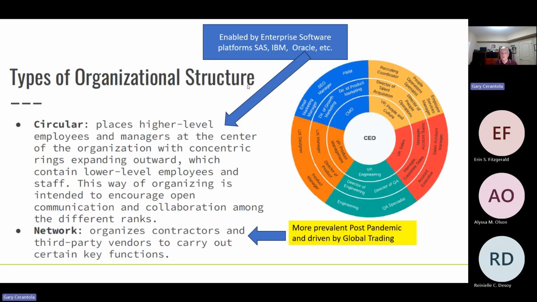And just understand as well that sometimes you can have a circular structure where the CEO is right in the middle of it and has purview over everything. But where we're going, the more prevalent structure post-pandemic, and driven by global trading, is the network structure.